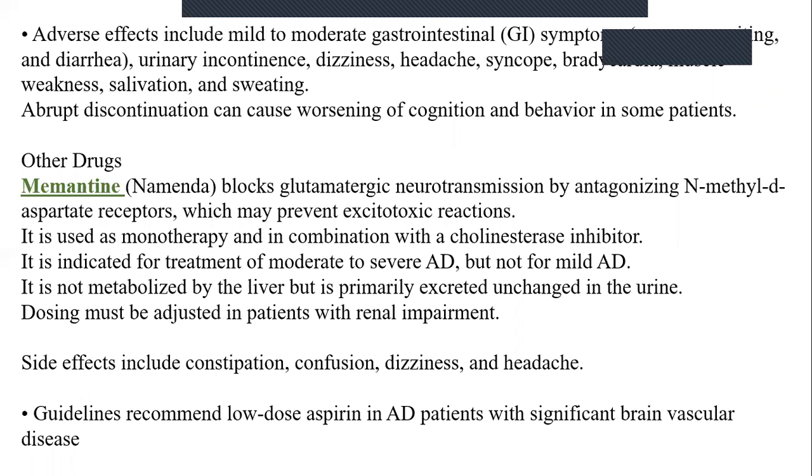The adverse effects include mild to moderate GI symptoms that will be there with every drug, like nausea, vomiting, diarrhea, urinary incontinence. Urinary incontinence is seen because of the patient taking this cholinesterase inhibitor, and also because of Alzheimer's disease the patient can have urinary incontinence. So we have to closely monitor whether the patient is having urinary incontinence. And dizziness, headache, syncope, bradycardia, muscle weakness, excessive salivation and sweating.